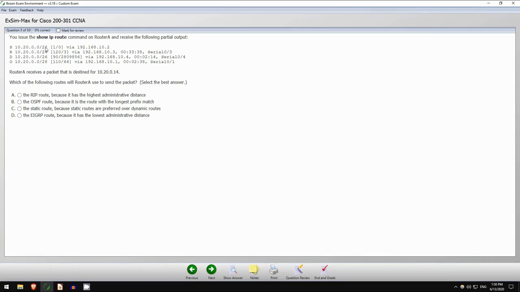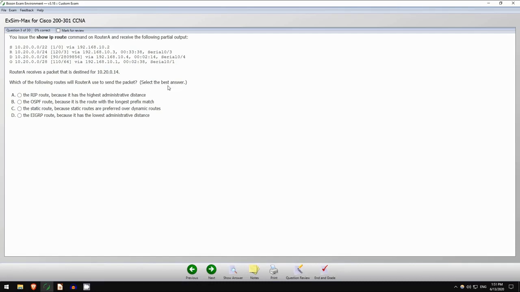The static route is /22, /24, /26, /28. So these are not the same destination. So that's why, even though the static route has the lowest AD, it's the most preferred, all of the routes appear in the routing table, not just the static route. So router A receives a packet that is destined for 10.20.0.14. Which of the following routes will router A use to send the packet.